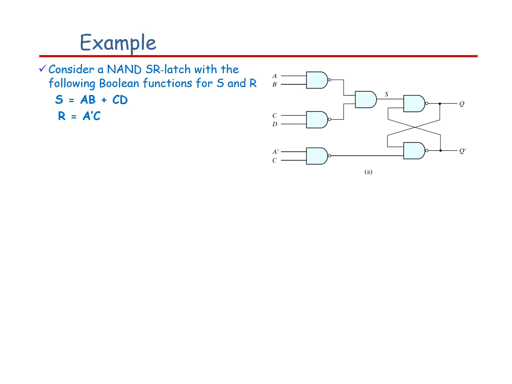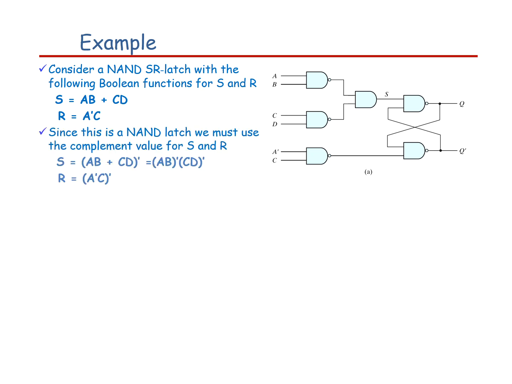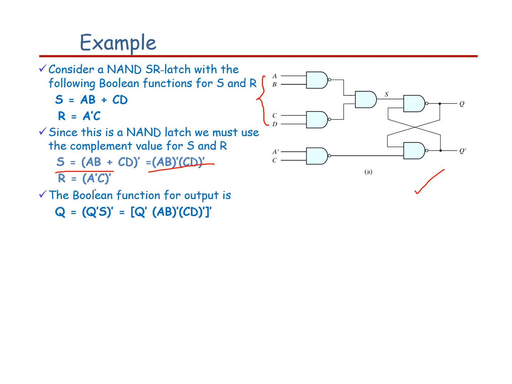And if you consider an example, consider a NAND SR latch with the following Boolean function of S and R. This is your NAND latch, and the input connected here is AB plus CD. As this is a NAND latch, we must use the complement of S and R. Hence we make a complement and then connect it to S. That is why you get it as AB bar dot CD bar. Similarly for R it is A bar C to the whole bar. So that is connected to your SR latch.